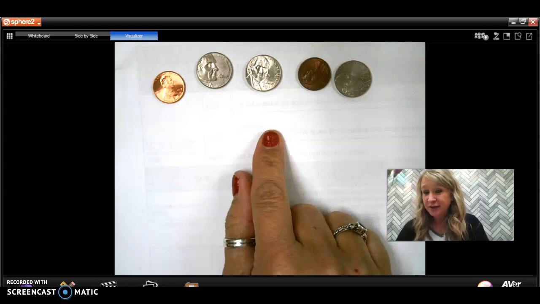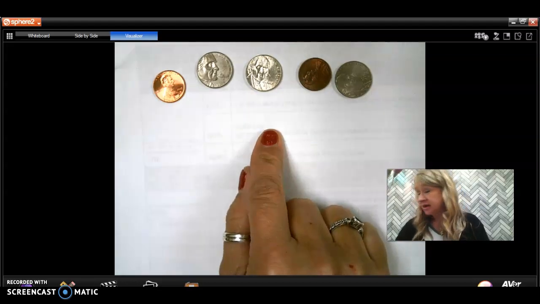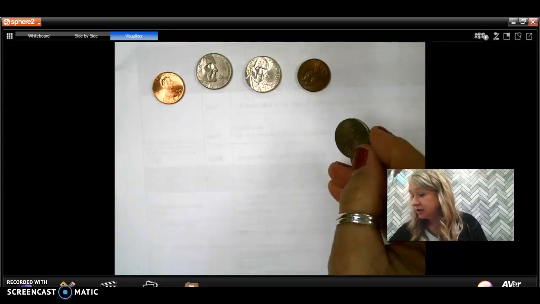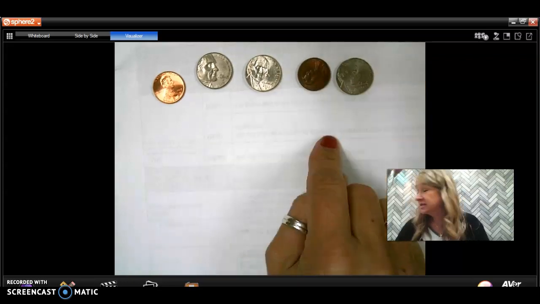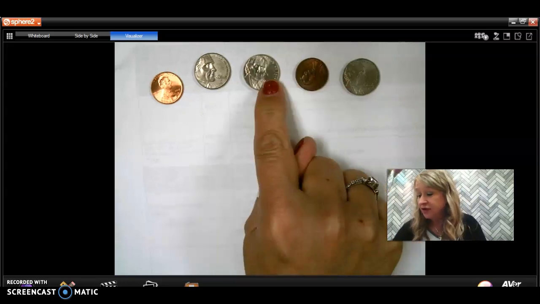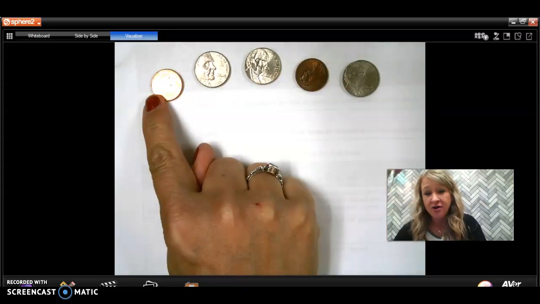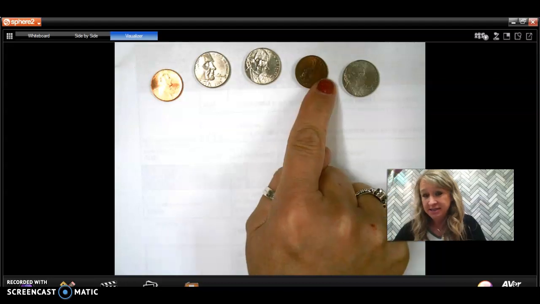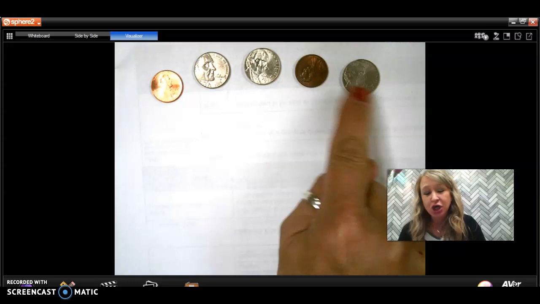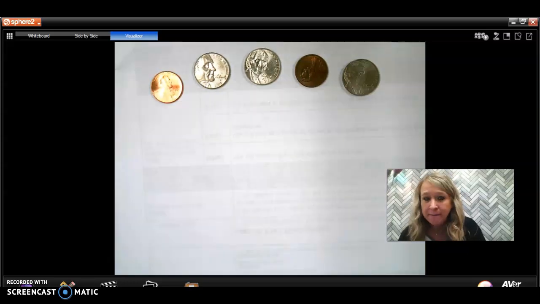His face, the new nickel, he's looking to the front. And then the old nickel, he is looking to the side. These are all new nickels because he's looking to the front. These are pennies, and these are nickels. Good, let's go learn how to count pennies and nickels today.